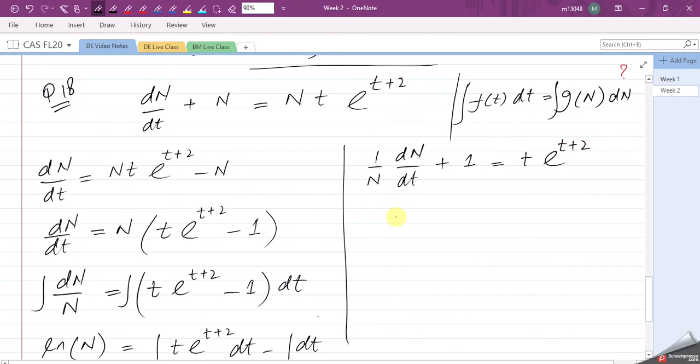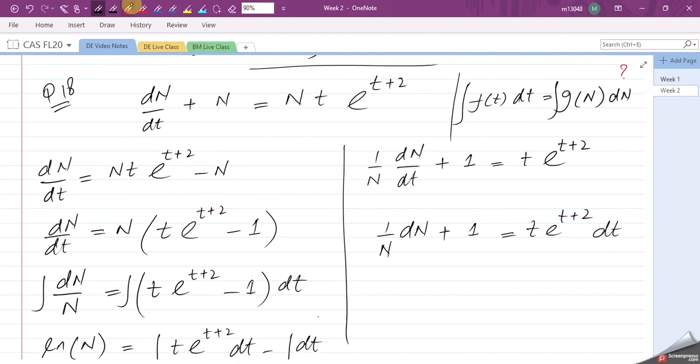Now, can I write from this step, is it possible that I can write 1 over n dn plus 1 equals t e raised to power t plus 2 dt? What do you think? Is this step correct? What is wrong with this step? Is there something wrong with this step? It is wrong, of course. And what is wrong with it?